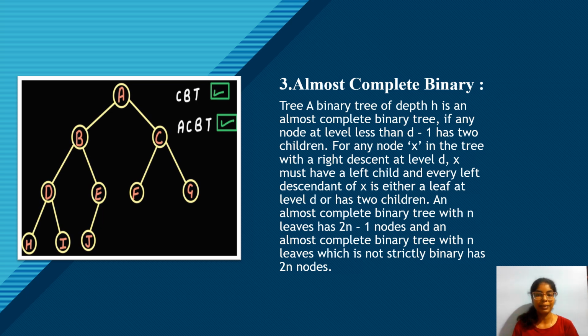Third type is almost complete binary tree. A binary tree of depth d is an almost complete binary tree if any node at level less than d minus 1 has two children, and for any node x in the tree with a right descendant at level d, x must have a left child and every left descendant of x is either a leaf at level d or has two children. An almost complete binary tree with n leaves that is strictly binary has 2n minus 1 nodes, and an almost complete binary tree with n leaves which is not strictly binary has 2n nodes.